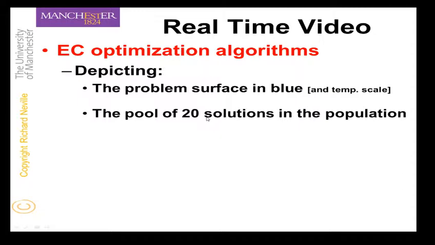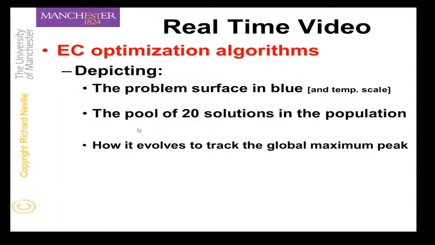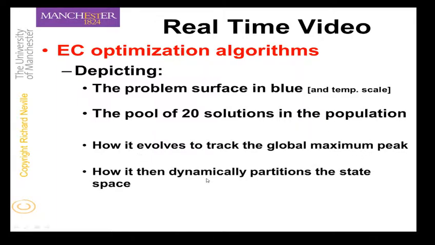So the pool itself that will be used to evolve a solution, there's 20 chromosomes in the pool, and the population will then evolve. And what it actually is trying to perform is a tracking of the global maximum peak. And you'll see it switch when a number of the chromosomes have converged to a particular fitness, and actually the diversity has crashed. And it will repartition then the state space and re-provide a diverse population to restart searching the state space.